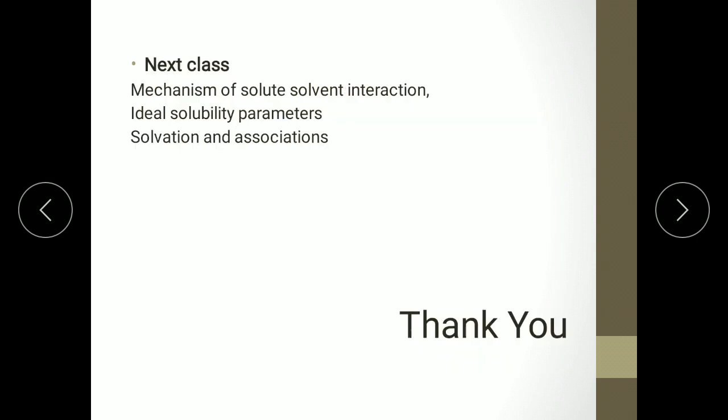So in the next class, I will take the mechanism of solvent-solute interaction. What are ideal solubility parameters? What is solvation and association?